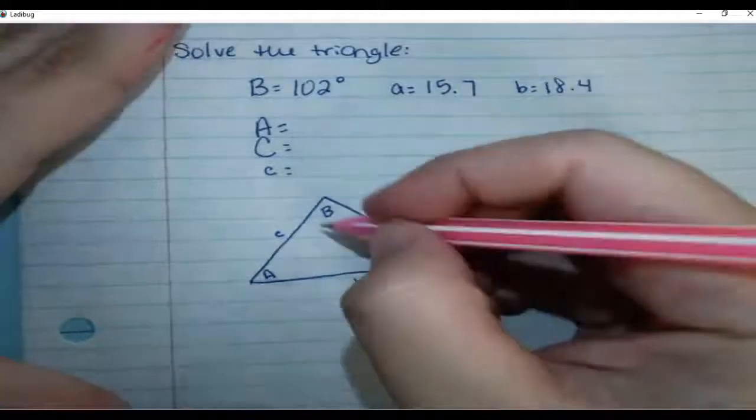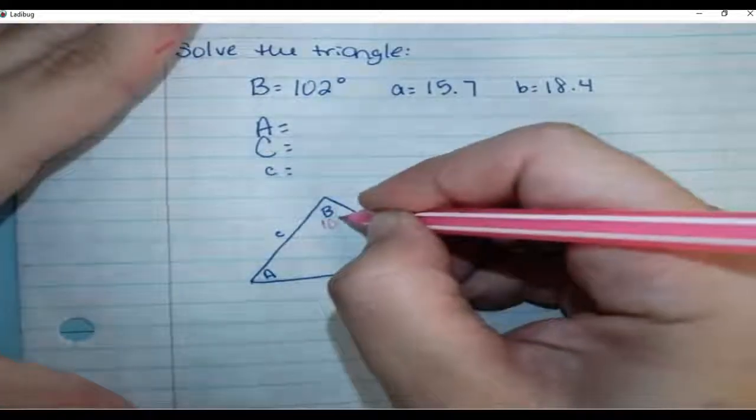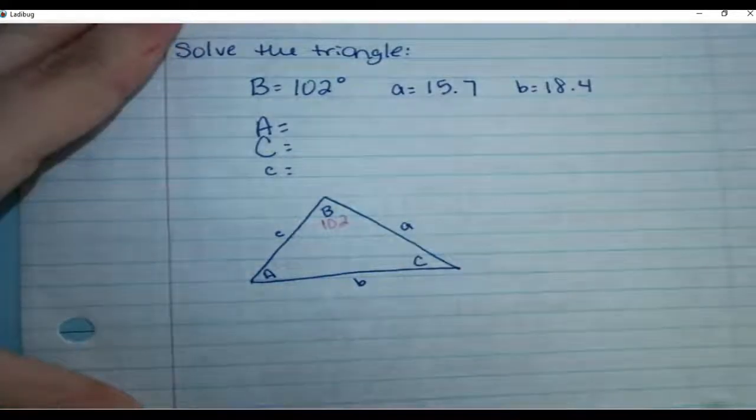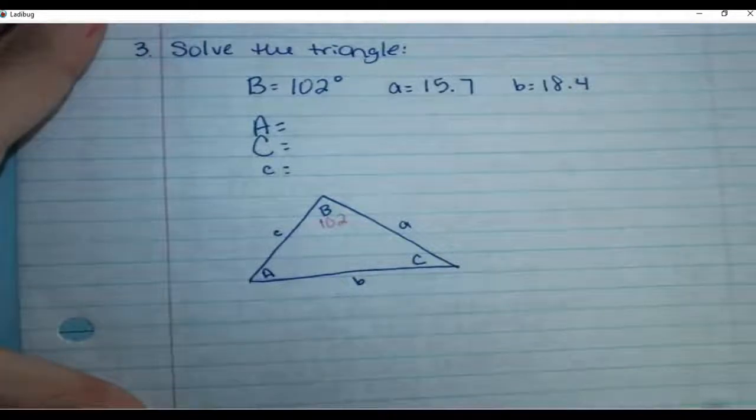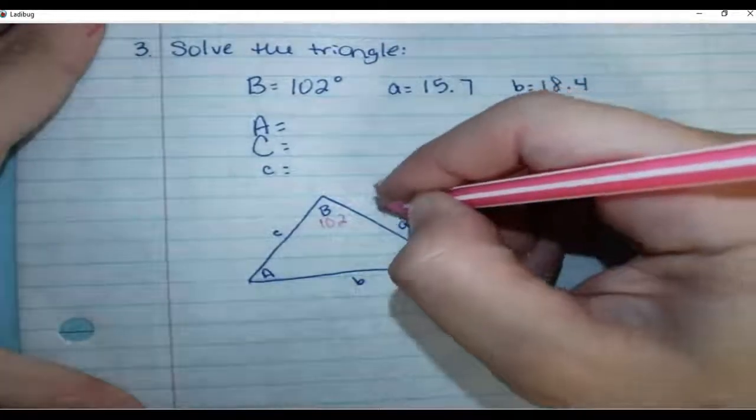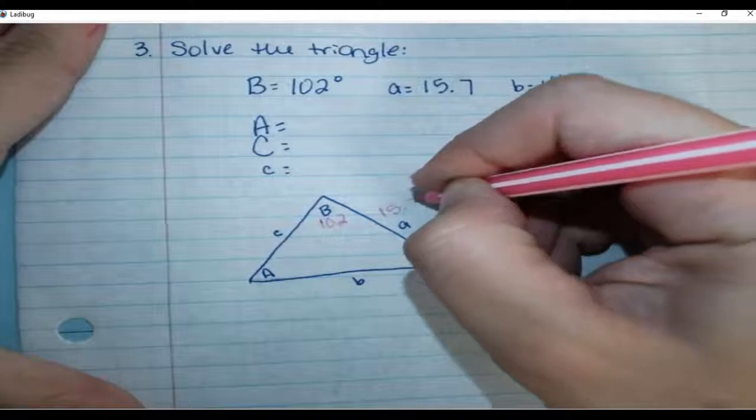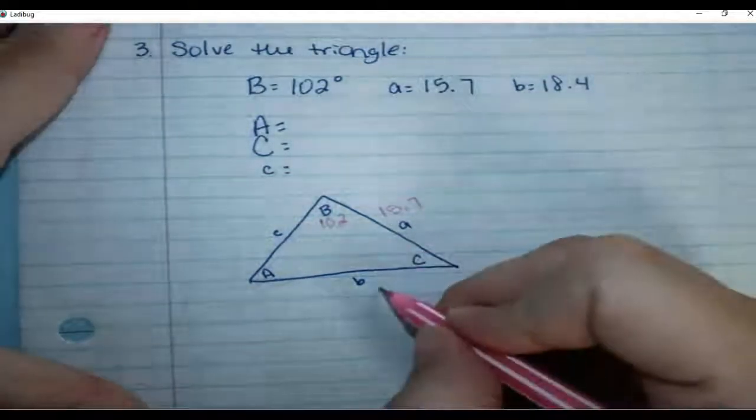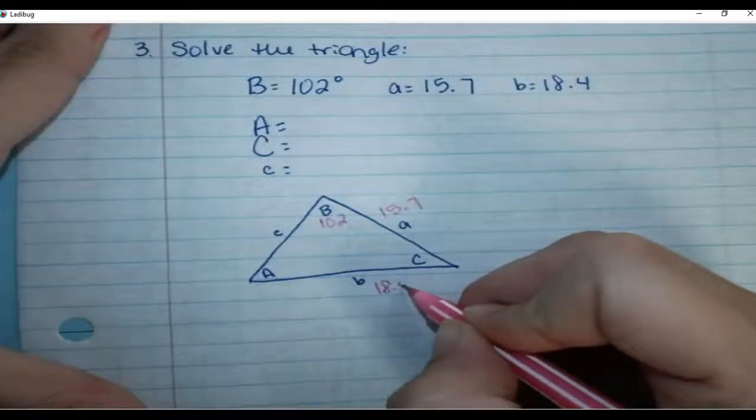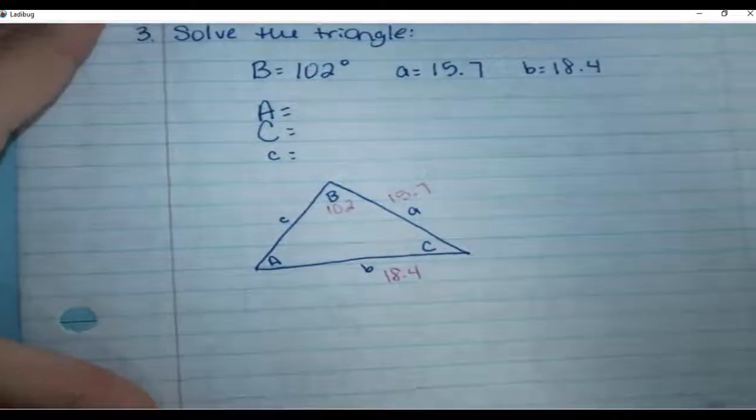So I know big B is 102. I know little a is 15.7. And I know little b is 18.4.